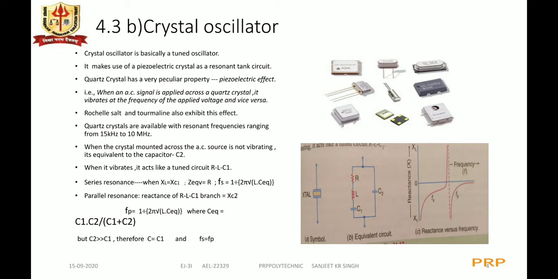When the crystal mounted across the AC source is not vibrating, its equivalent circuit is equal to the capacitor C2, as we can see in the diagram of the equivalent circuit. When it vibrates, it acts like a series resonant tuned circuit, RLC1. So there are two arms: the RLC1 series arm and the parallel arm consisting of C2 when the crystal is not vibrating. Series resonance occurs when the inductive reactance is equal to the capacitive reactance and the overall equivalent impedance of the tuned circuit becomes equal to the resistance value R.